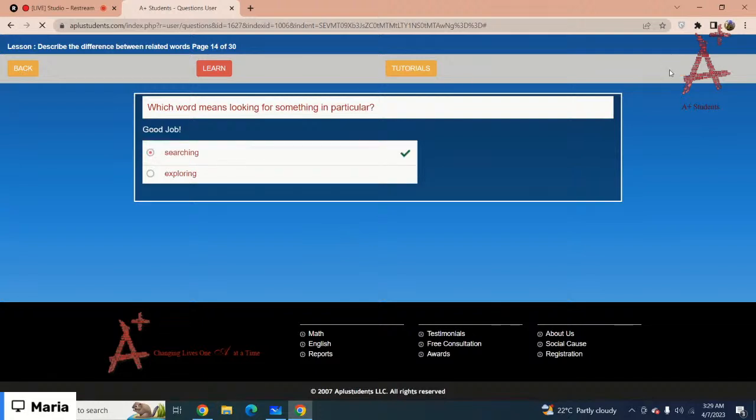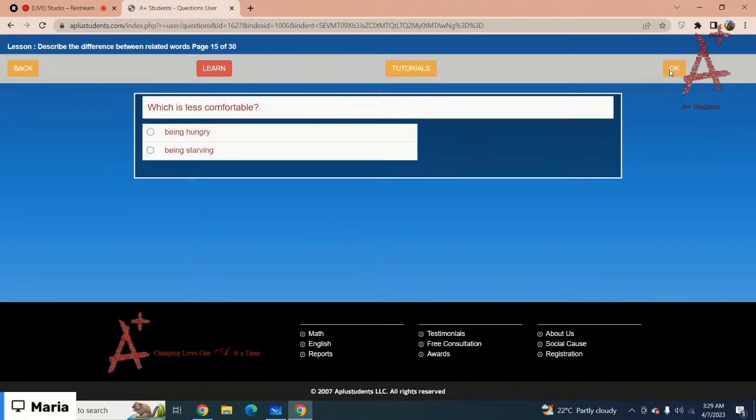Got it? Okay, the next one is which is less comfortable, being hungry or being starving? Less comfortable would be being starving. Got it?